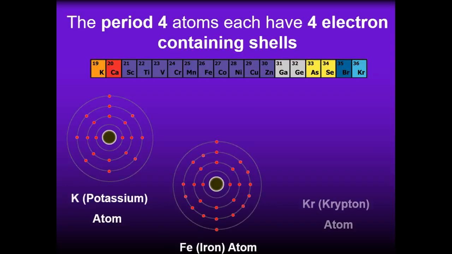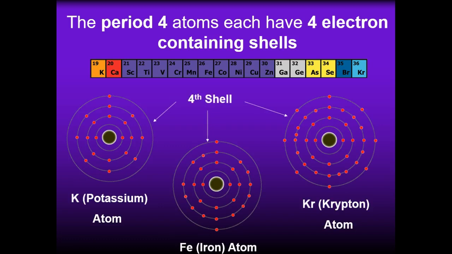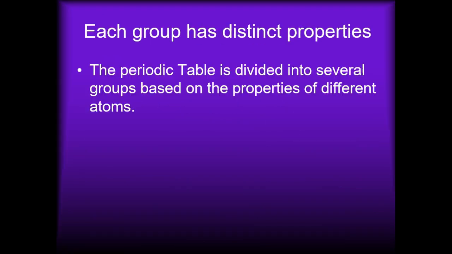Here's an example. In period 4, all of these have 4 shells: 1, 2, 3, 4. Here, 1, 2, 3, 4, and so on. So periods tell us how many shells. The groups tell us how many valence electrons.